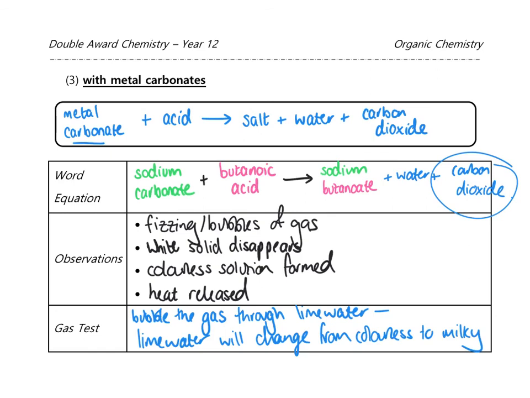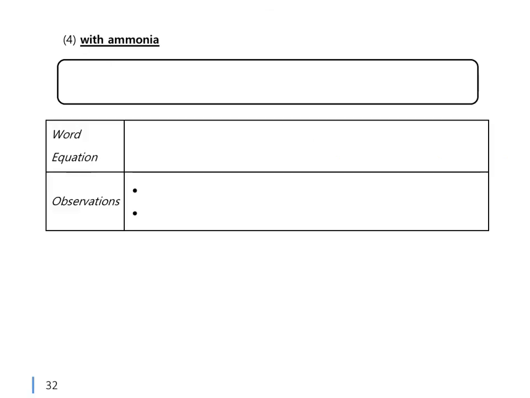Your observations you need to learn: you see fizzing or bubbles of gas, the white solid of sodium carbonate, or say this was magnesium carbonate or whatever, eventually disappears. You're left with a colourless solution and heat is released. And if you were to capture that gas and bubble it through lime water, the lime water would change from colourless to milky, showing us that it is carbon dioxide.